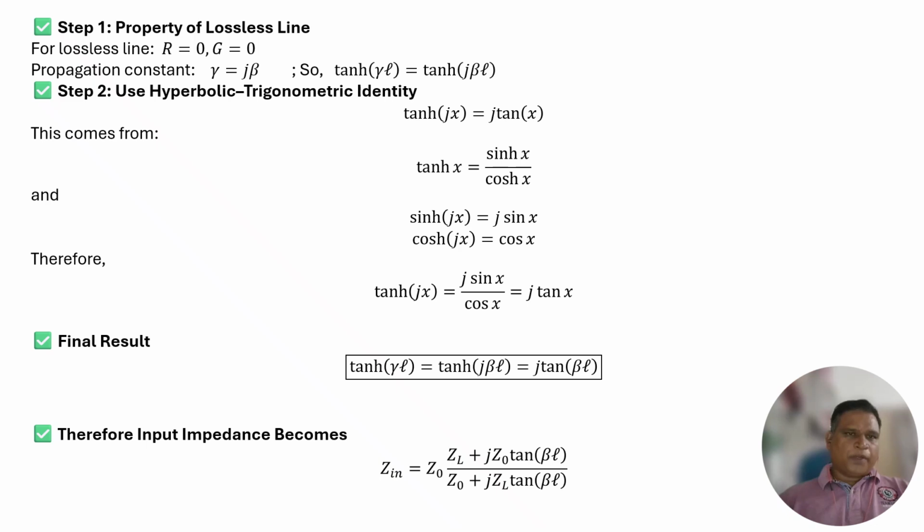For the property of a lossless transmission line, R is equal to 0, G is equal to 0, and the propagation constant gamma is equal to j beta. Now the final result for the input impedance of the transmission line, Zin is equal to Z0 times (ZL plus j Z0 tan beta L) divided by (Z0 plus j ZL tan beta L).